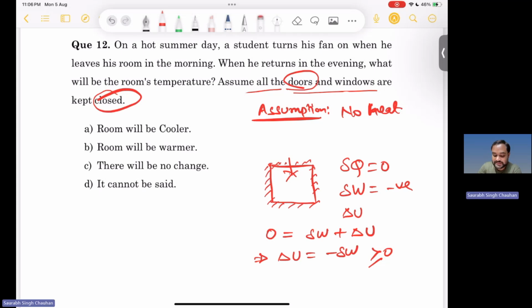Energy is increasing. That means the temperature will increase. So the room will become warmer. It's just simple logic: because there is no heat loss to the surroundings, and electricity is coming inside the room, that electric energy will anyway be dissipated into heat. So that heat will increase the temperature of the room. So the room will become warmer.